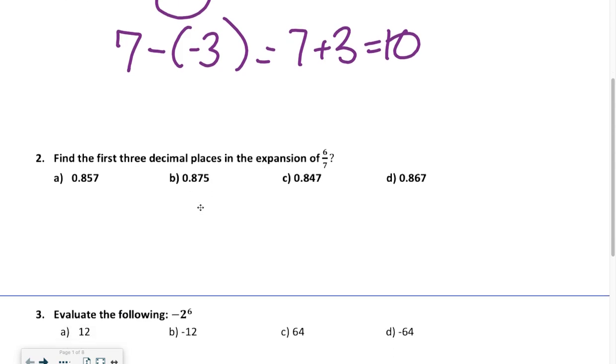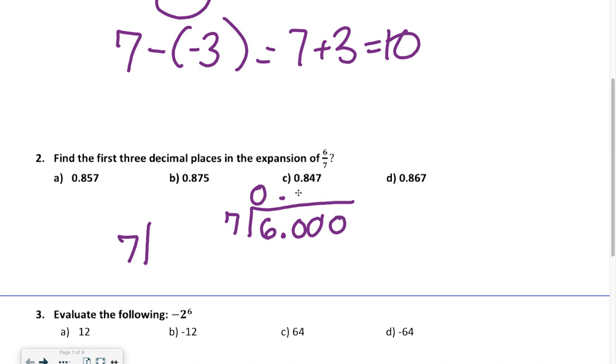Find the first 3 decimal places in the expansion of 6 over 7. Actually, let me do this over here. So 7 goes on the outside and 6 goes on the inside. And the first 3 places means that we are going to go out 3 places. So 60 divided by 7 would be 8. 8 times 7 is 56. This is all long division.